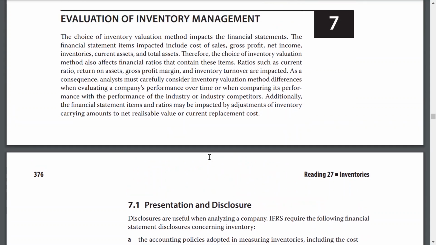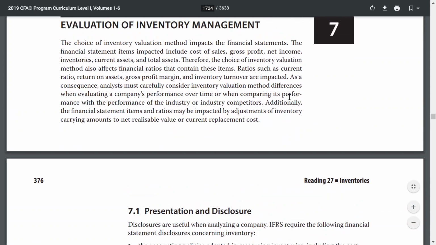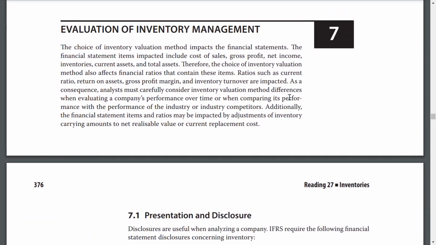Evaluation of inventory management. The choice of inventory valuation method impacts the financial statements. The financial statement items impacted include cost of sales, gross profit, net income, inventories, current assets, and total assets. Therefore, the choice of inventory valuation method also affects financial ratios that contain these items. Ratios such as current ratio, return on assets, gross profit margin, and inventory turnover are impacted.